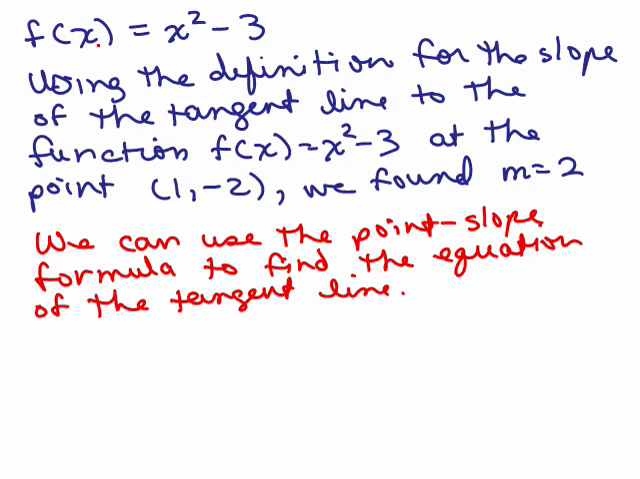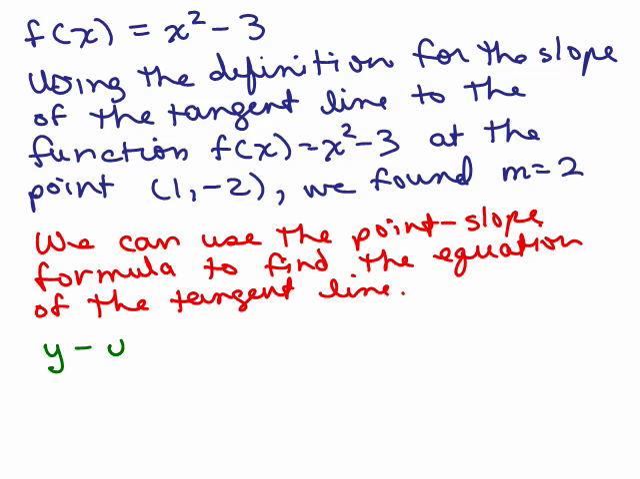So remember, our function was f of x equals x squared minus 3, the parabola opening upward. And using the definition for the slope of the tangent line, the limit as h approaches 0, we found that at the point (1, -2), the slope of that tangent line was positive 2. So if we wanted to, we could use the point slope formula to find the equation of the tangent line. So let's just do that.